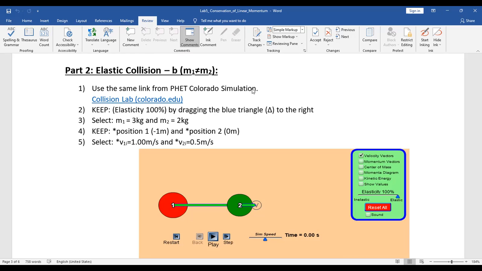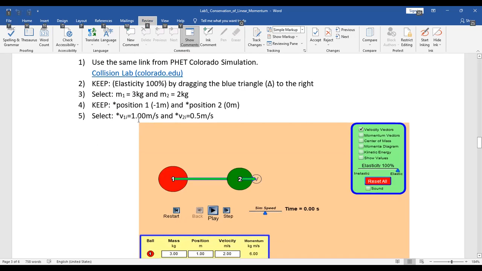3 and 2 kilogram, just the same. Then the positions are -1 and 0, same. What else? The initial velocity v1i is 1 meter per second, and the other is 0.5. Both are moving, 1 and 0.5. Then we have to play. Yeah, let's play.